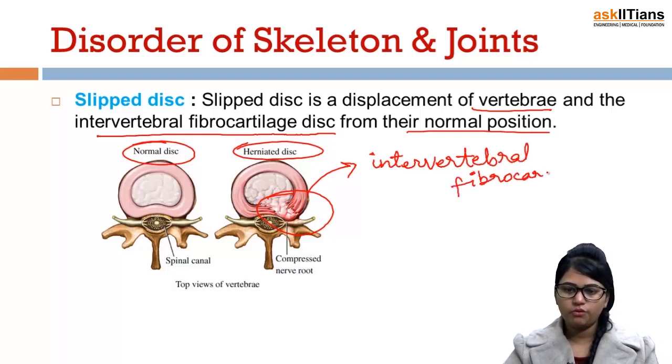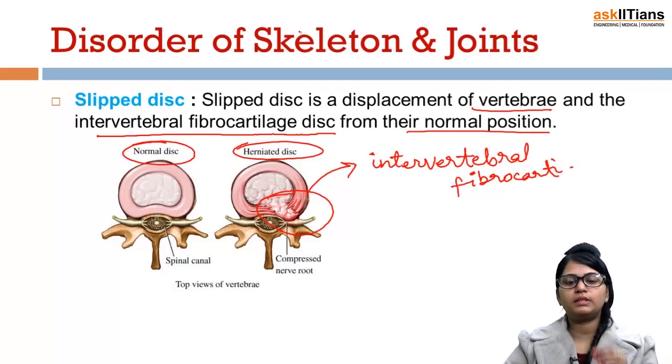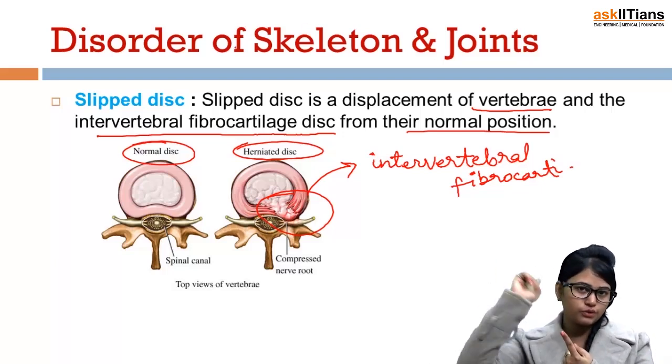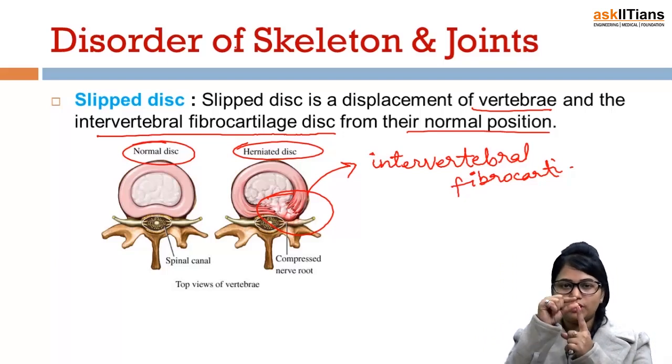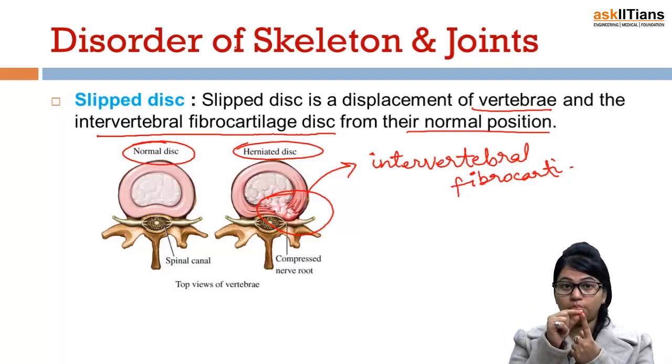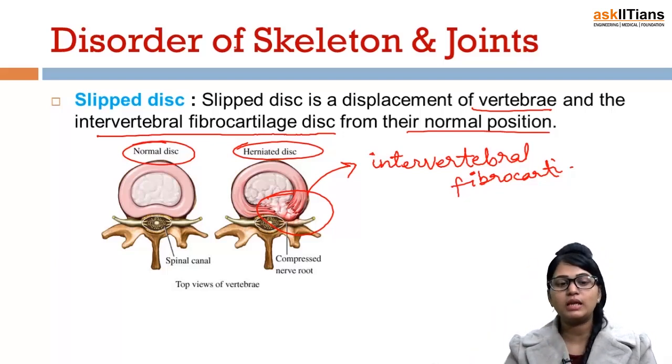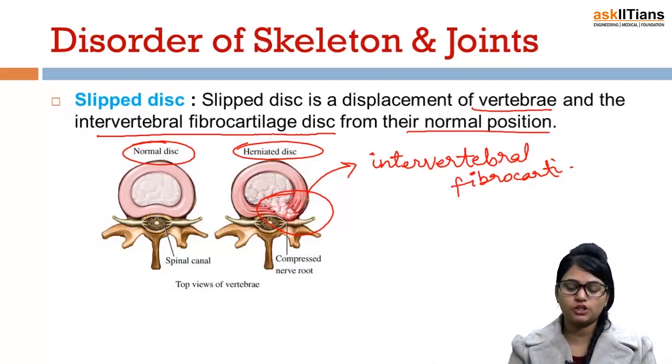Okay, so what will happen? Due to this dislocation, the nerves that pass through our vertebral column will be pressed. So maybe one nerve or many nerves. When one nerve is pressed, what will happen? It will cause pain. So that pain will travel from head till toe. So this slip disc is a very painful situation. This is all about the disorders of skeletons and joints.